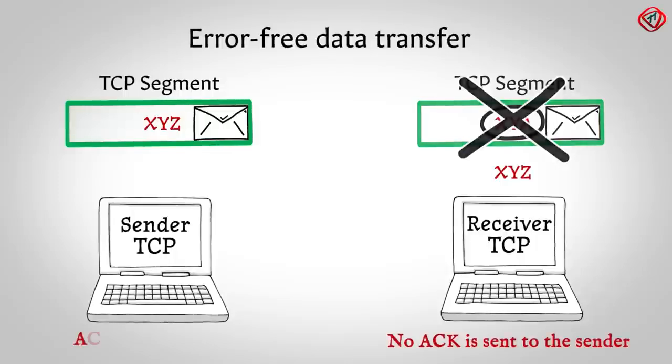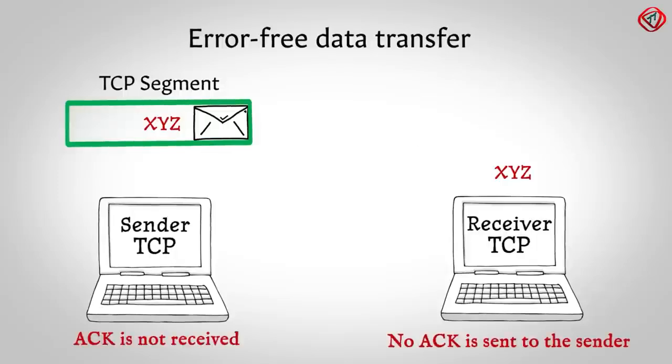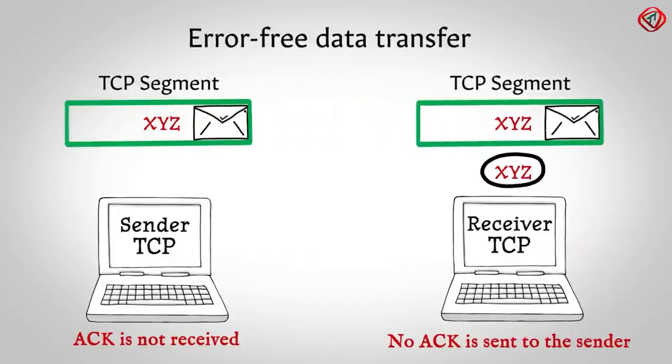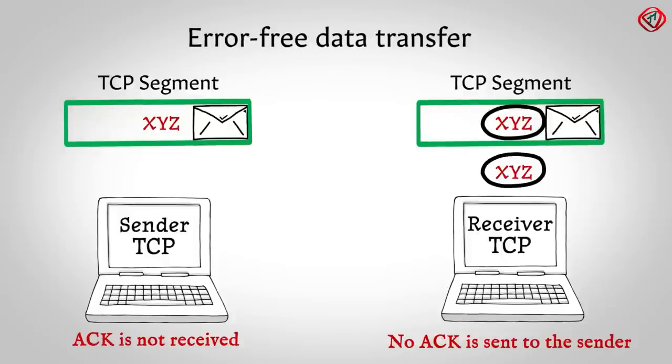Because the sending side does not receive an acknowledgement of the discarded packet, it is retransmitted. This time, the checksum value calculated at the receiver matches the one present in the TCP segment. It means the TCP segment is correct and it is accepted. In this way, TCP helps with error-free data transfer.